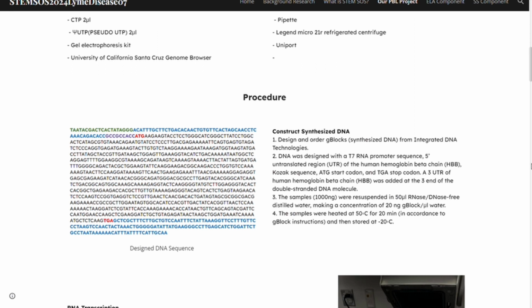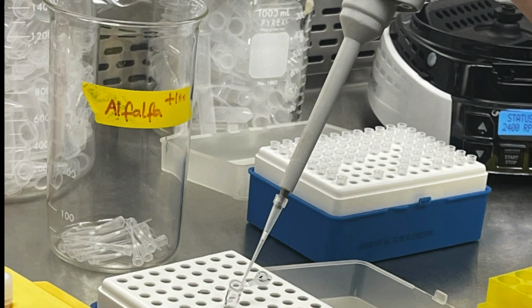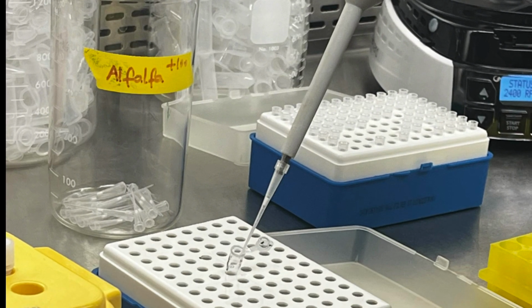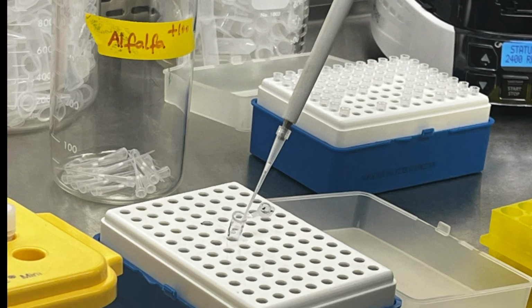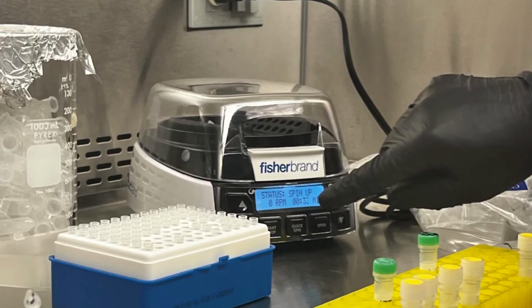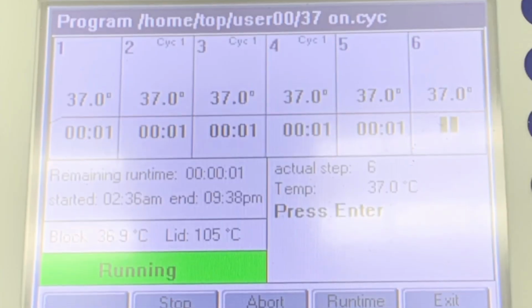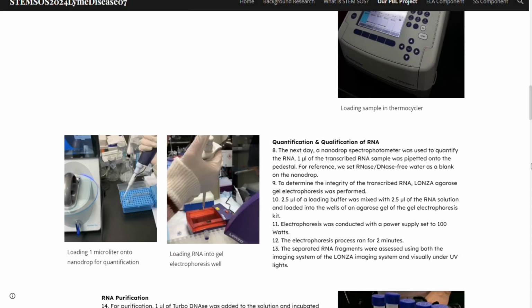Once we received our sample, we diluted it to 20 nanograms of DNA per microliter of RNase and DNase free water, and then heated it for 20 minutes at 50 degrees Celsius, then stored it at -20 degrees Celsius until we were ready for RNA transcription. For RNA transcription, we took 8 microliters of our diluted DNA, which we briefly heated, and then added 2 microliters each of ATP, CTP, GTP, UTP, 10x reaction buffer, and T7 RNA polymerase. We then centrifuged our sample briefly, then put it in a thermocycler for the 3 phases of PCR, and then set it to 37 degrees for overnight transcription.